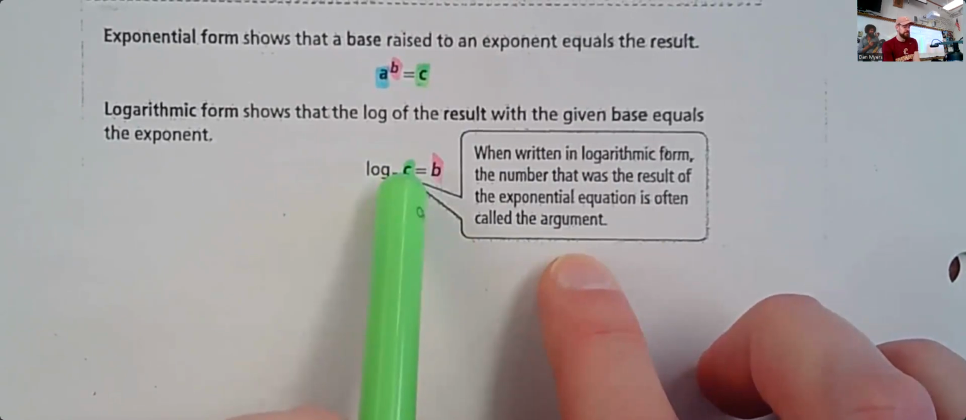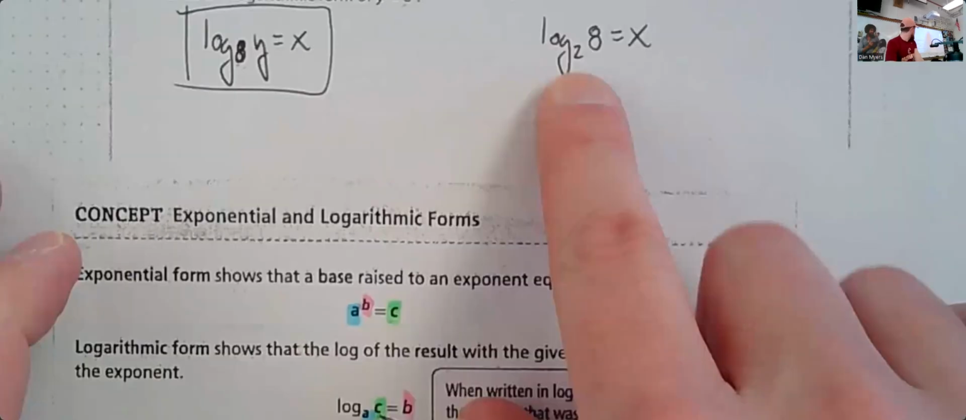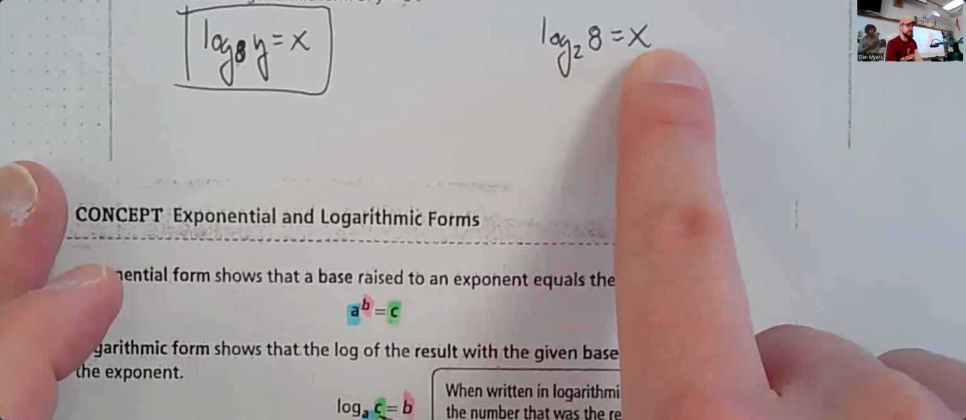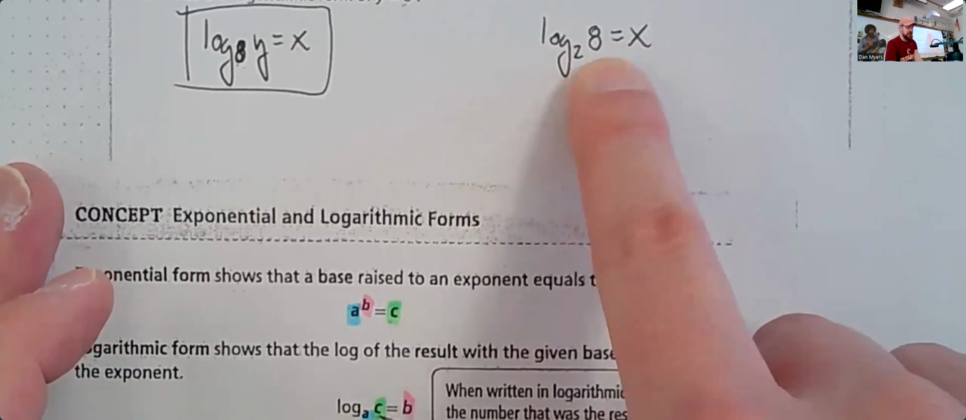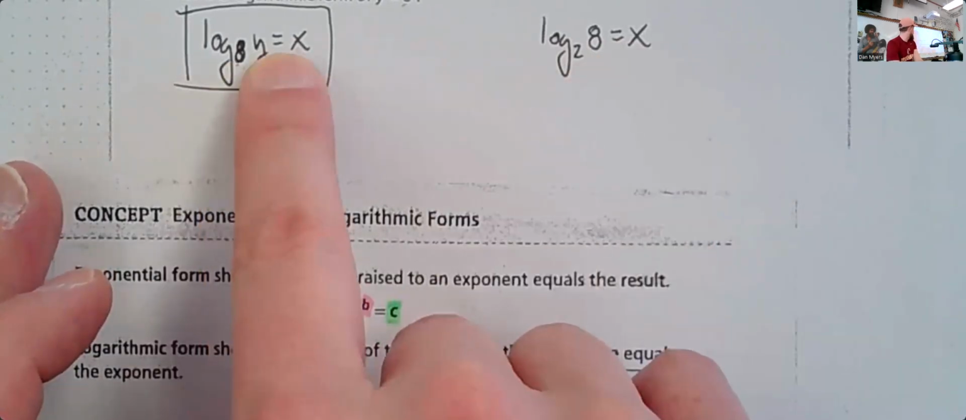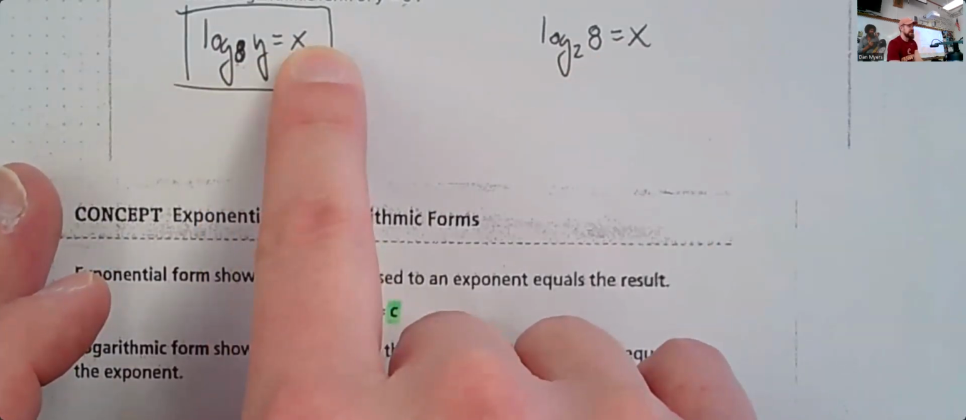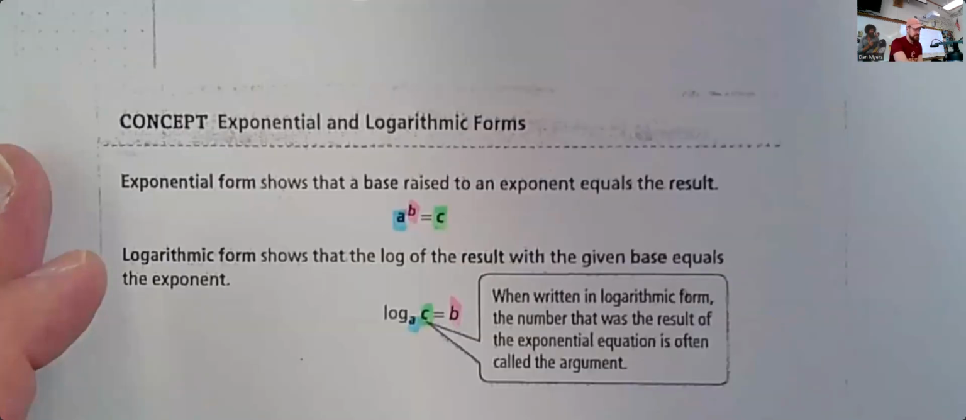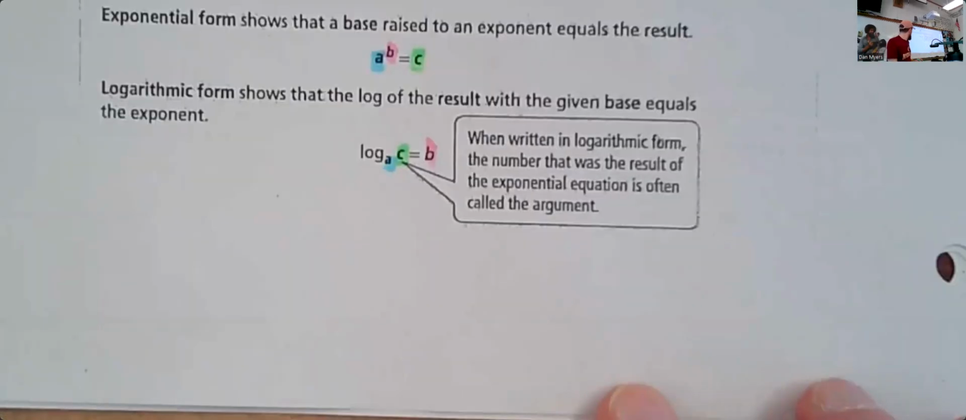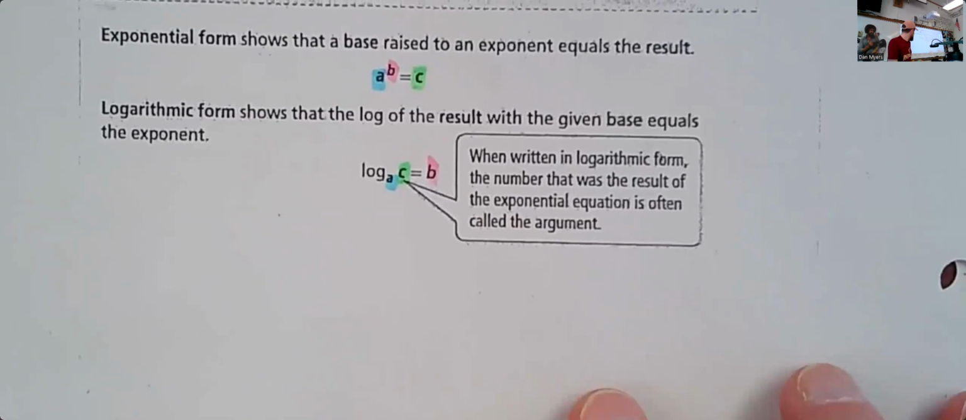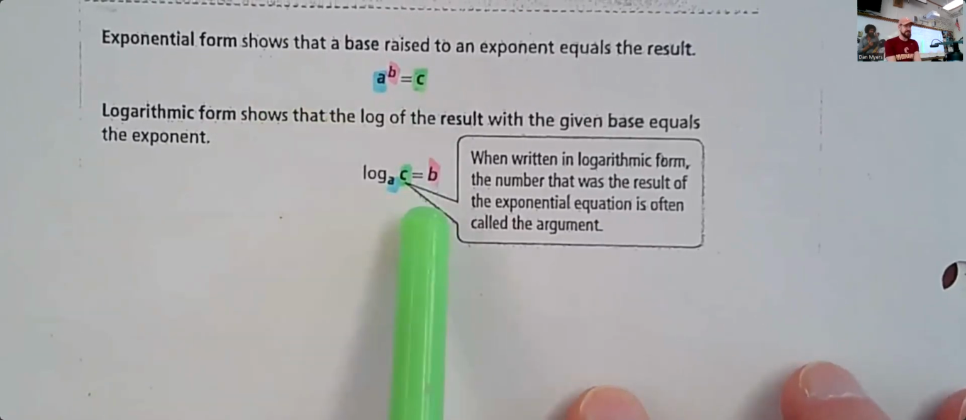So this would be log base 2 with an argument of 8 is equal to x. Meaning 2 raised to what power equals 8? Or in this case, 8 raised to what power equals x? If you want to use highlighters or whatever it is, the rearranging of those things can be seen like this.